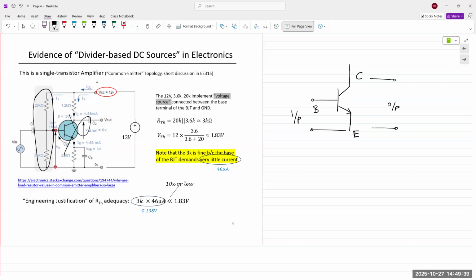On the input side, I need some biasing voltage. Voltage must be supplied on both sides, on the input as well as the output. So on the input side, I need a separate power supply. On the output side, I need a separate power supply. When I say separate, I'm saying different voltages. On the input side, the base side, the voltage is typically far smaller than on the output side.